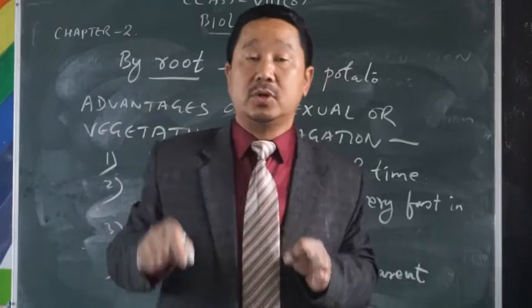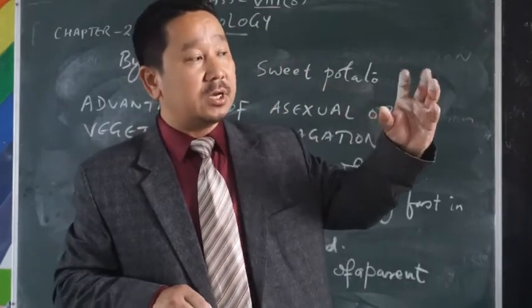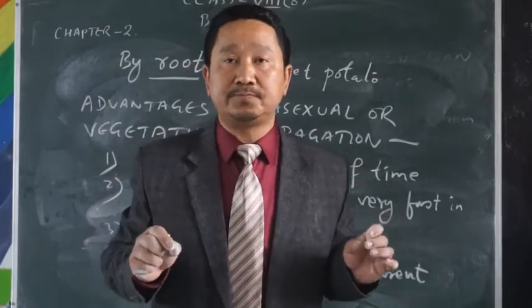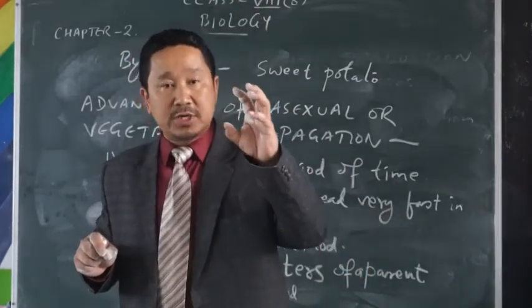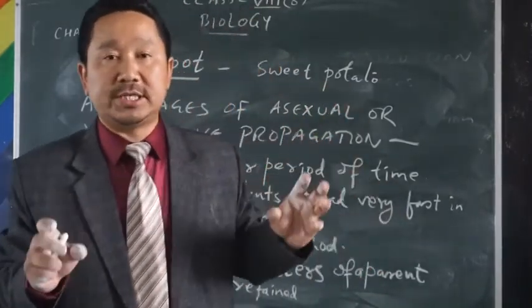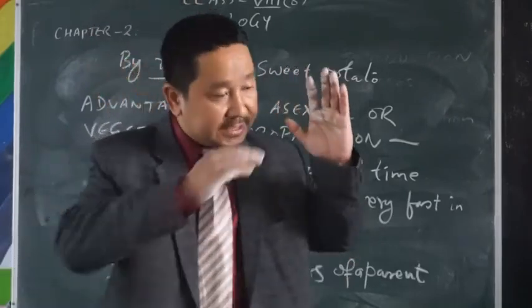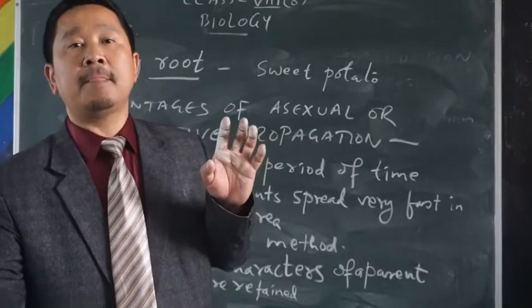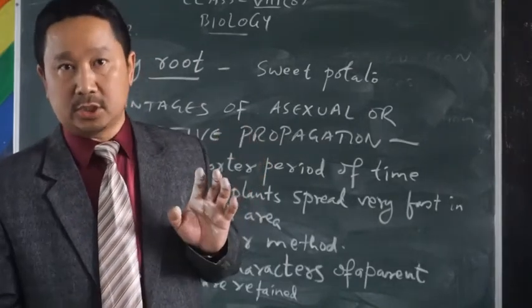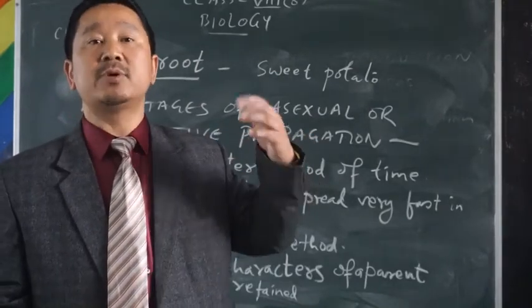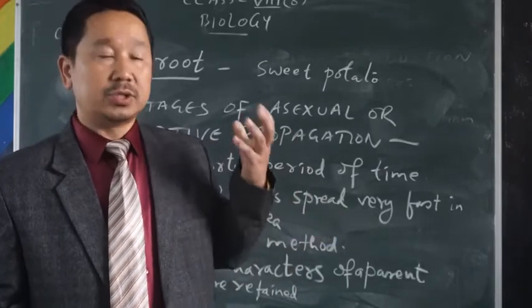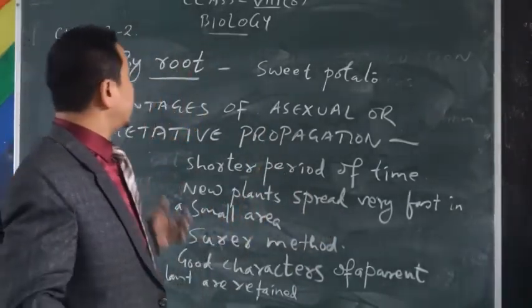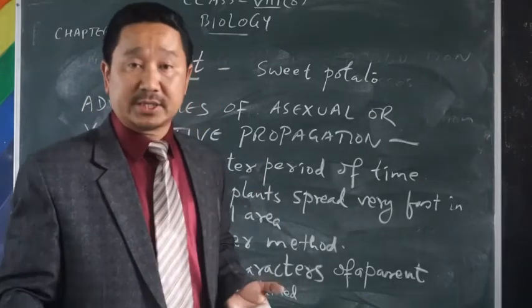Like in this case of that orange plant, suppose the mother plant is very good and gives you very good production, and the fruit is very good, juicy, and large-sized. The same quality can be obtained in its offspring also by using the stem cutting method. Alright, so these are the advantages of vegetative propagation.